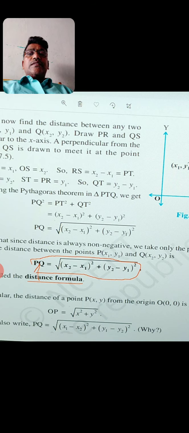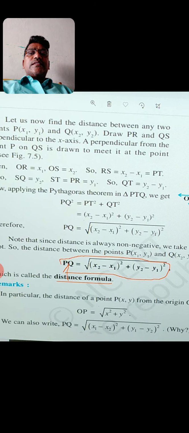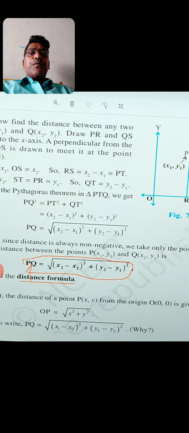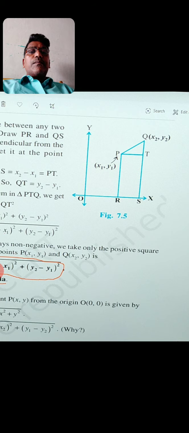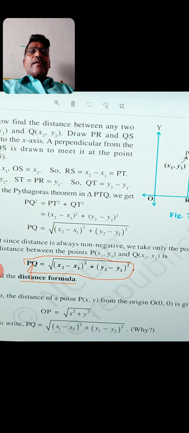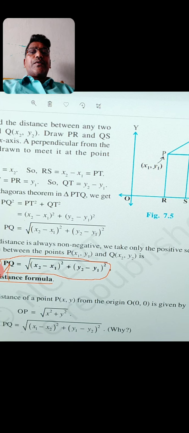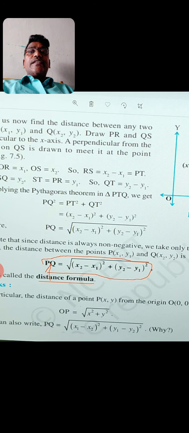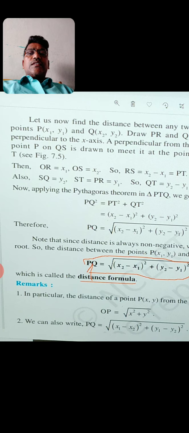Anyway, you can remember this. Particularly the name of this formula is the distance formula. I circled it here, you see. So note that this distance is always non-negative. We take only the positive square root. So the distance between the points P (x1, y1) and Q (x2, y2) is PQ equal to the square root of x2 minus x1 whole square plus y2 minus y1 whole square, which is called the distance formula.